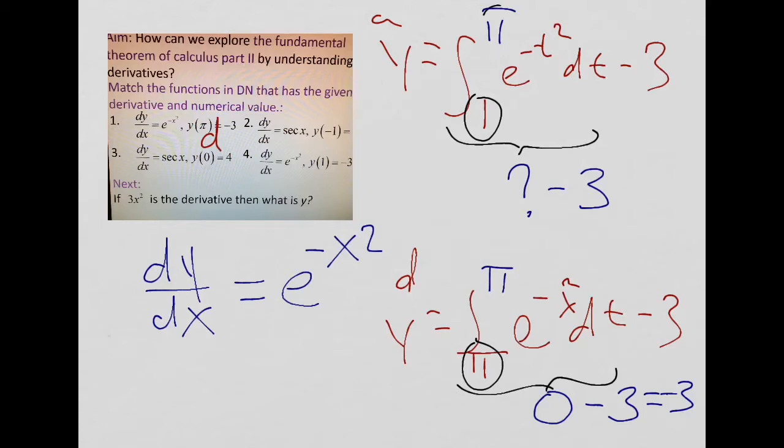So I'm actually going to jump over to number 4. Number 4 would be A. And the reason for that is because if I replace the x value with 1, I now get 0 for my integral. And 0 minus negative 3 is negative 3. So my answer here is A.